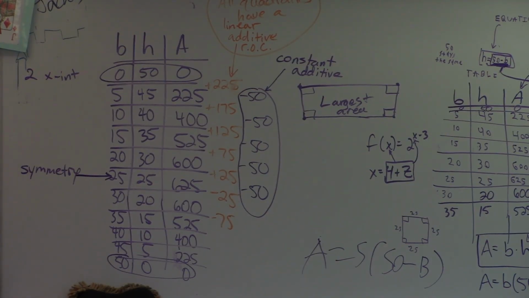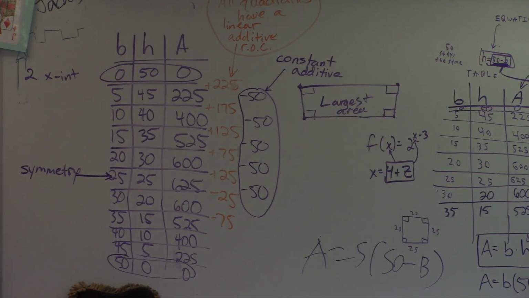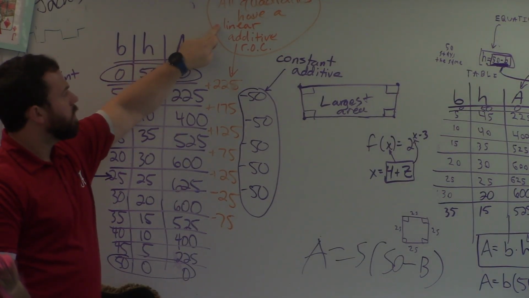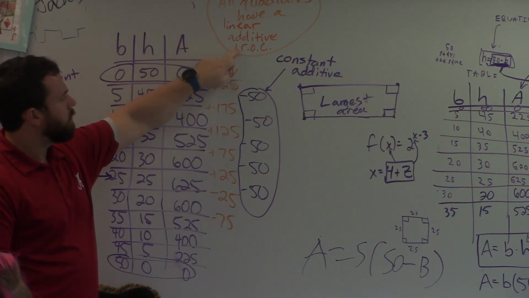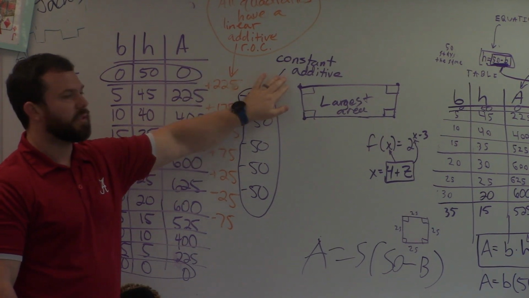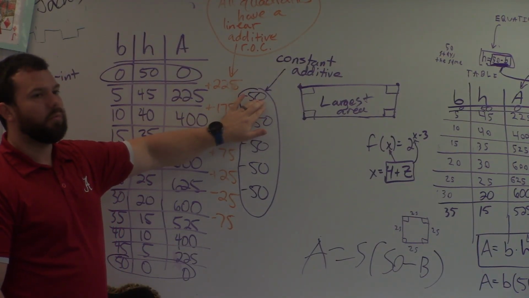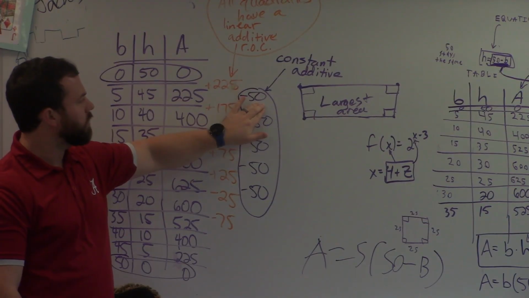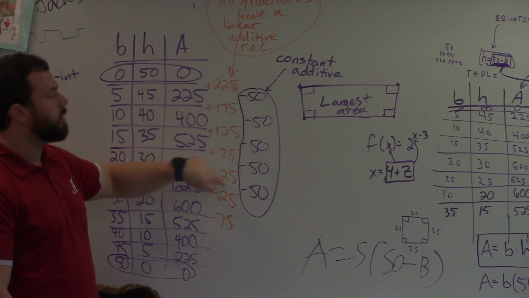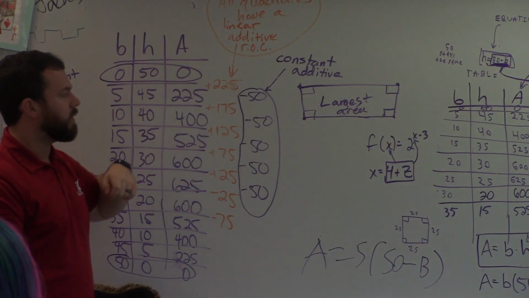So how do I know when I have a quadratic as a graph? I've got a parabola with all those features. How do I know when I have a quadratic as a table? It has a linear additive rate of change. And remember, the way I found that was I looked at my differences. This is constant additive. And what type of function had constant addition? Linear. So this orange, not a function, it is a rate of change. So it's a linear additive rate of change.